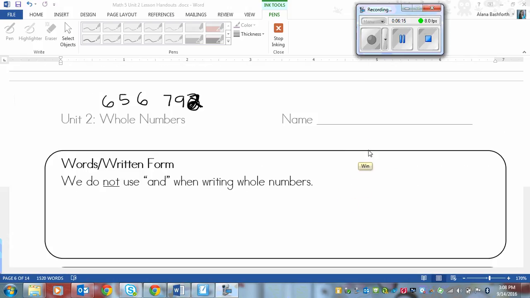Okay, and then on the back, I've written the number up here just so that we don't have to keep referring up, but we're going to use words. So basically, the way that we say this is the way that we write it. And make sure that you do not use the word "and" in any part of writing this whole number. Okay, so we're going to say, and we have to say the place value.